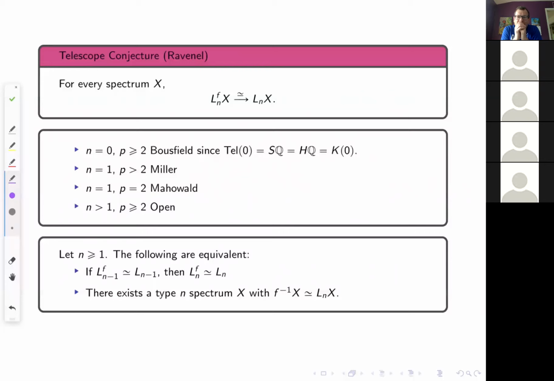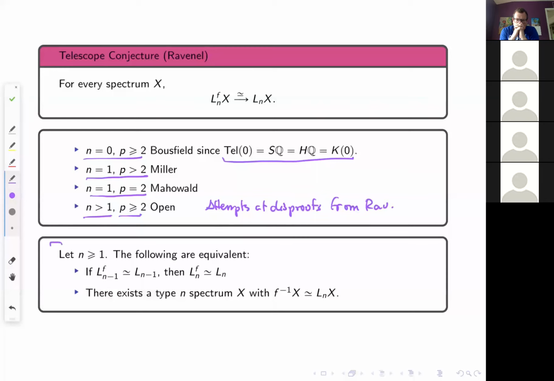However, if you look at the data, why did Ravenel make the conjecture? It's because at first it looked true, right? If n is equal to 0 and p is any prime, then this is true, and it's just a tautology. You're looking at exactly the same localizations. If n is equal to 1 and p is bigger than 2, this is a difficult theorem of Hopkins-Miller. If n is equal to 1 and p is equal to 2, it's a difficult theorem of Mahowald. And if n is bigger than 1 and p is greater than 2, it's open, although there are attempts at disproof from Ravenel.